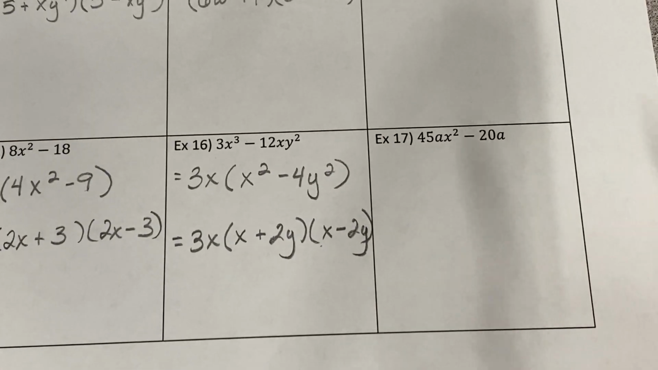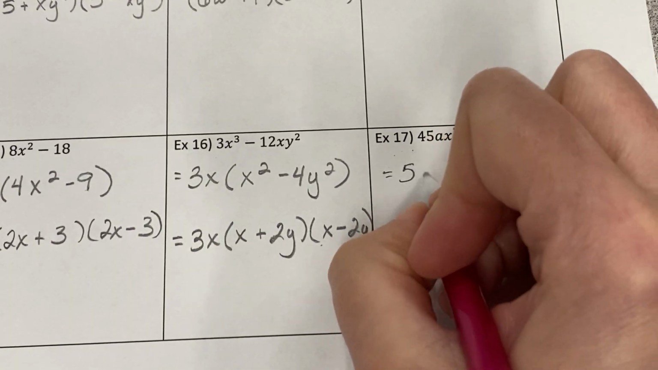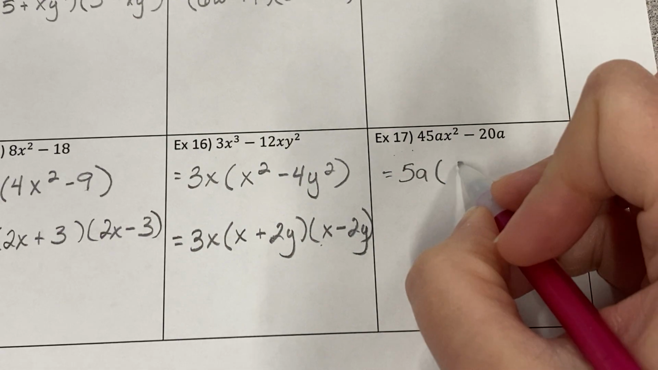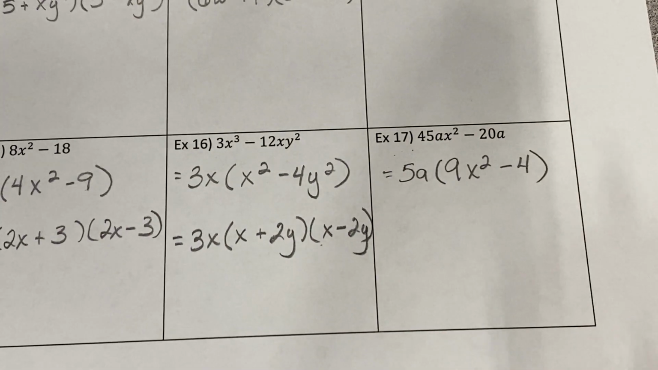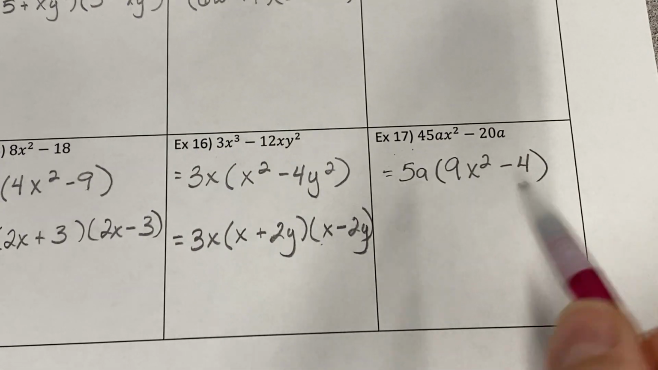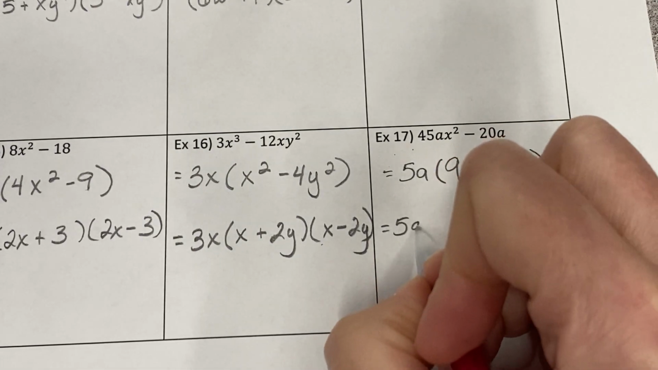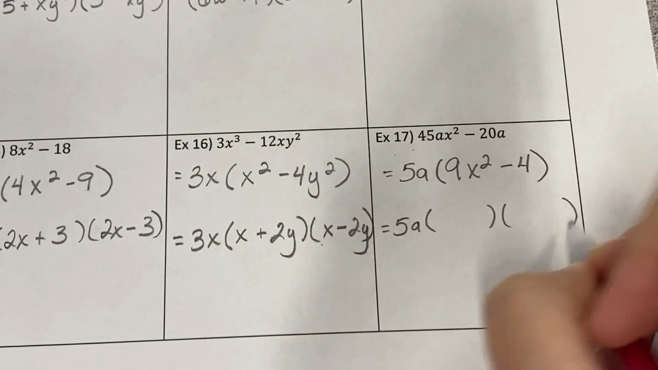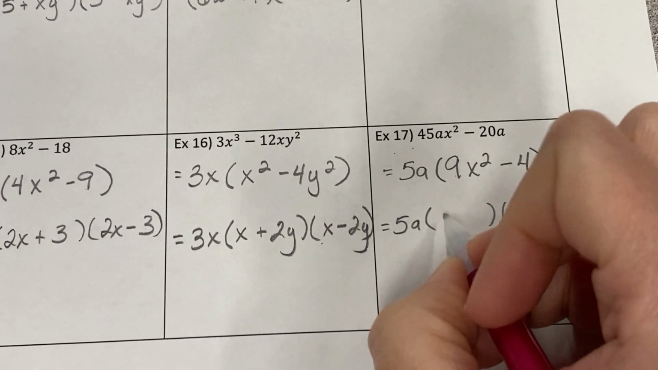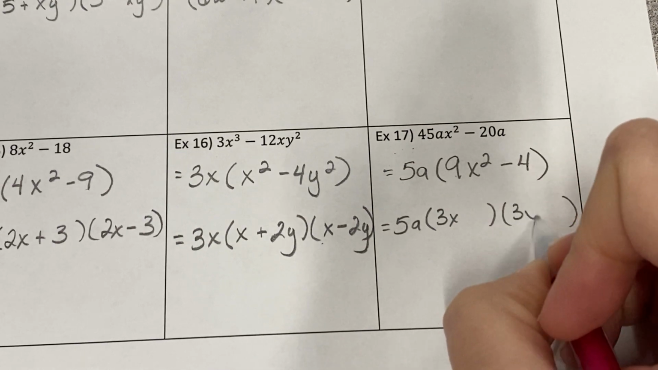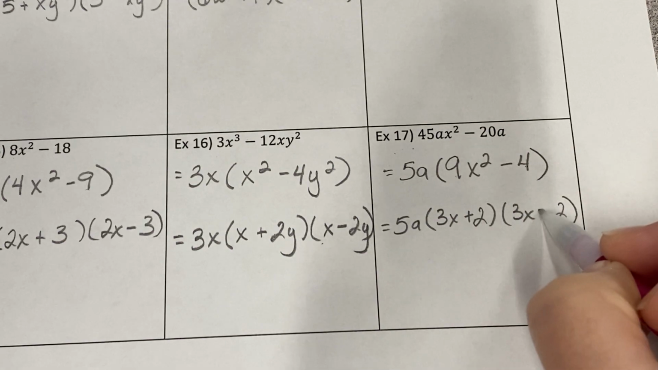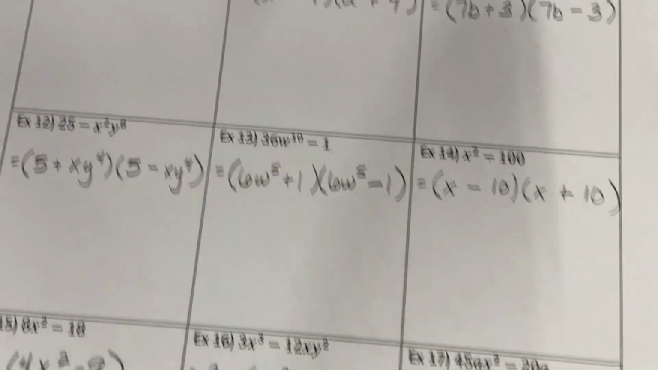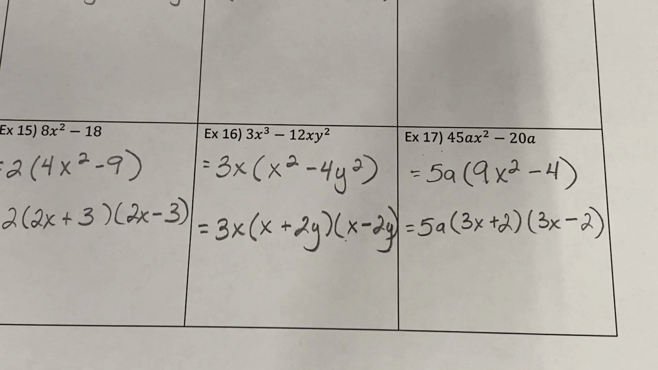Last example, this does have a GCF of 5a. So that leaves us with 9x squared minus 4. And this is the difference of two squares, so 5a. The square root of 9x squared is 3x. The square root of 4 is 2. One gets a plus, the other gets a minus. And there we go. Okay, give those practice problems a shot.